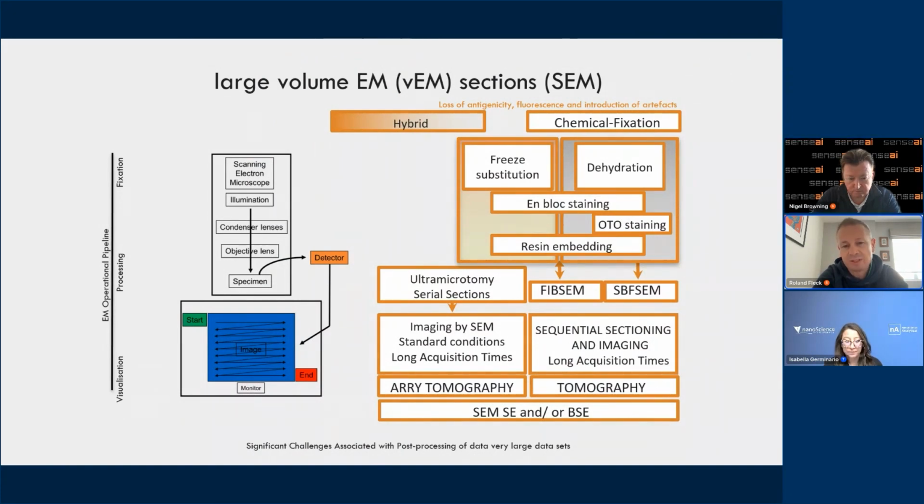And we achieve this normally, not exclusively, but normally using scanning electron microscopes, where the sample is loaded into the microscope and then imaged using the scanning electron beam. There's essentially 3 different flavors of this.